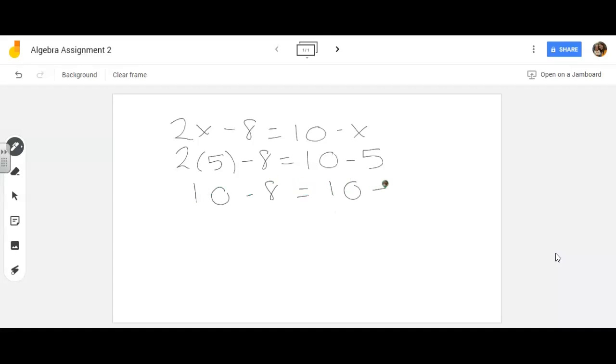I already see a problem here because 10 minus 8 cannot possibly equal 10 minus 5. So I have 2 equals 5. No. That's not true, okay? So x equals 5 does not make the equation true. We know that x equals 6 does. Okay? All right. Erase my Jamboard here.